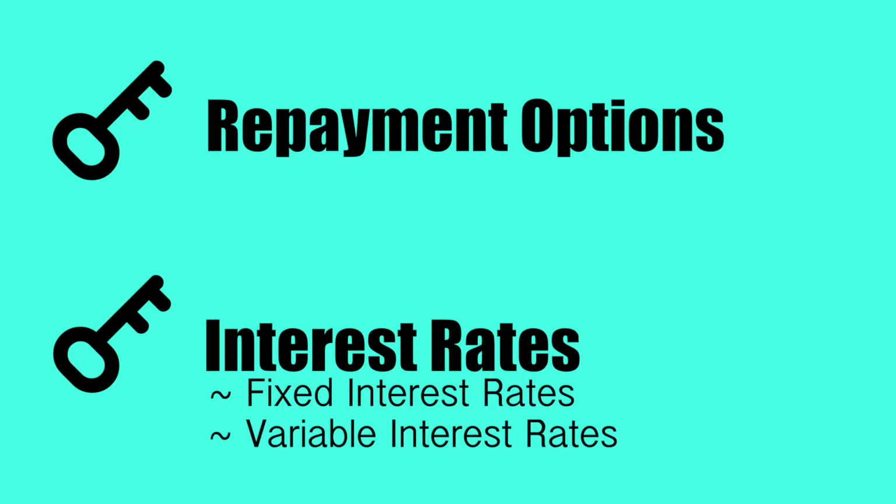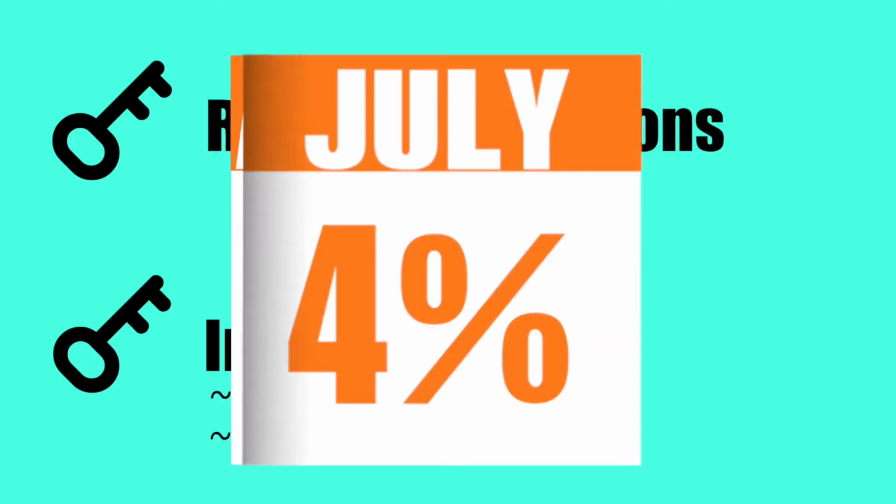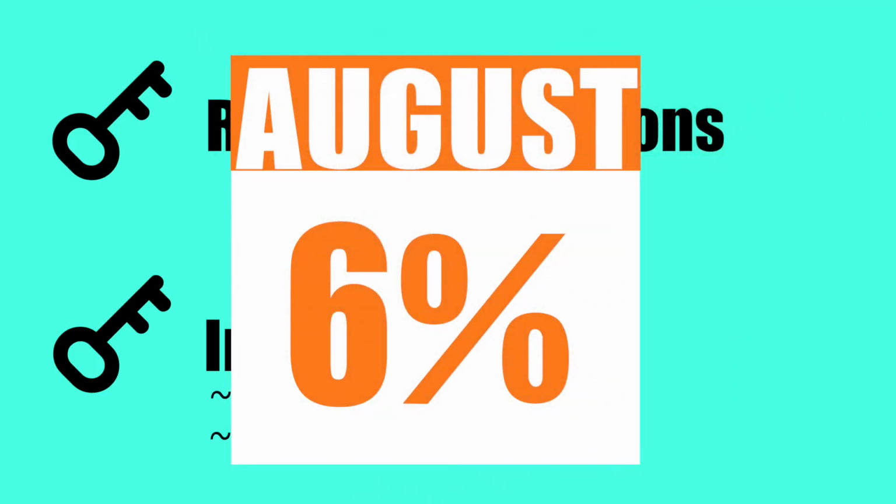Versus the private loans, whenever you receive a private loan, it can have a variable interest rate, meaning that one month it could be 4% and then the following month it could be 6%, and so it can change. There's a lot of private loans that also have fixed interest rates, but sometimes they can be a lot higher than what the federal government has set up.